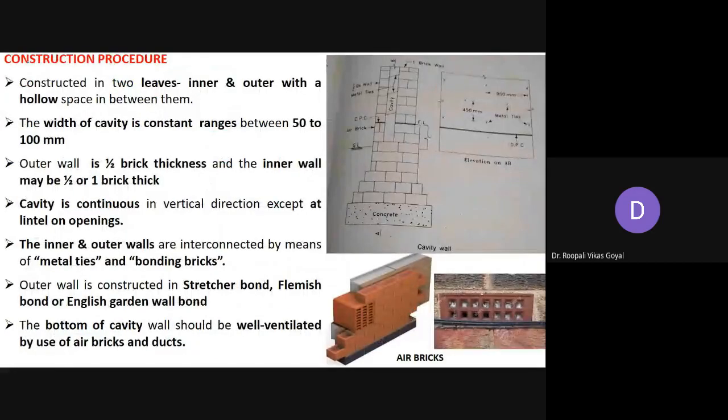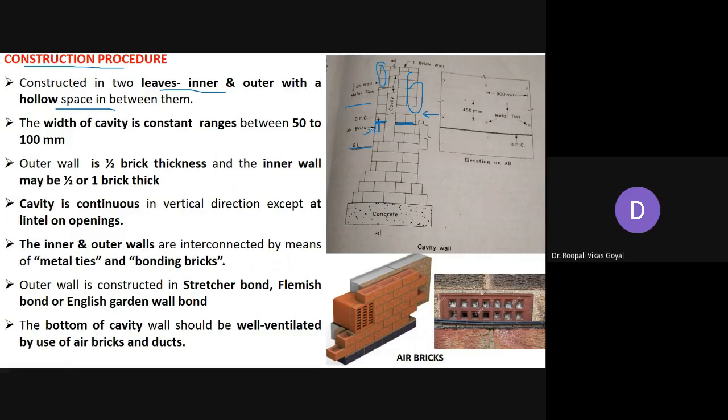Now, as far as the construction procedure is concerned, let's look at this particular figure. It is constructed with two leaves, inner and outer leaf, with the hollow space. Here in this figure you can see there are two leaves, two walls, that are provided. This is ground level. This is the outer wall and this is the inner wall, and on the floor level the damp proof course is provided to avoid the entry of dampness inside your particular house. And here you can see there is an air brick.